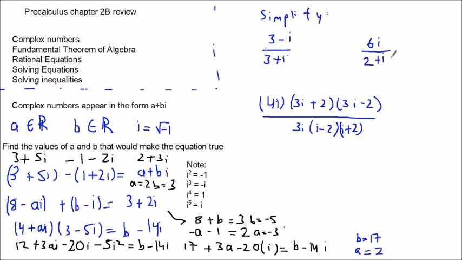I'm going to do this example because it looks a little harder than the other one. What I'm going to tell you is to multiply by the conjugate. And what's the conjugate? The conjugate of any a plus bi is a minus bi.